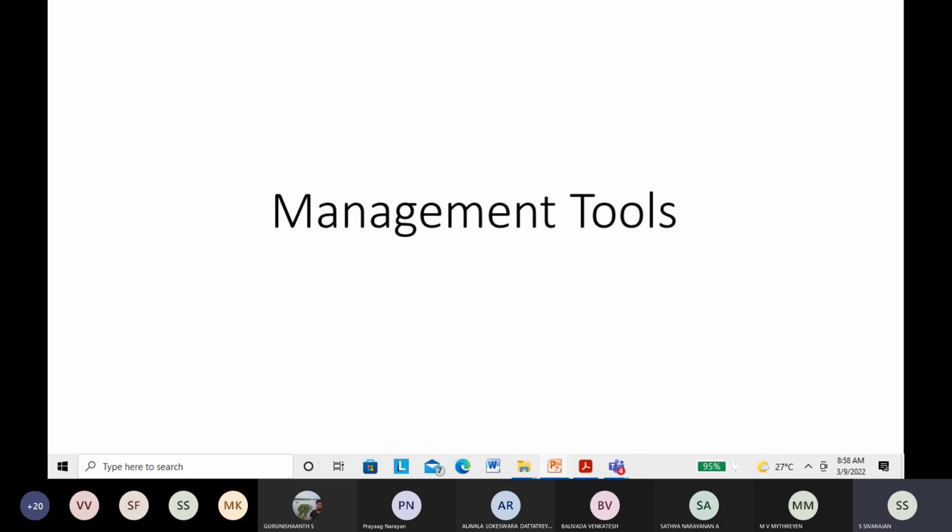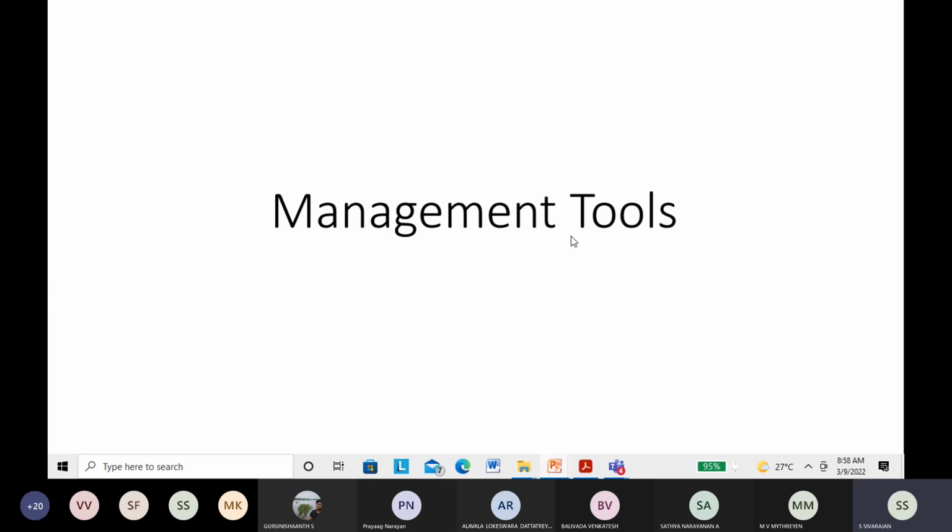Morning. So the 7 management tools we were discussing, already 6 we have covered. So very quickly I will summarize, and then the 7th technique, that is the activity network diagram, we will discuss in this class. So these are all 7 management tools.